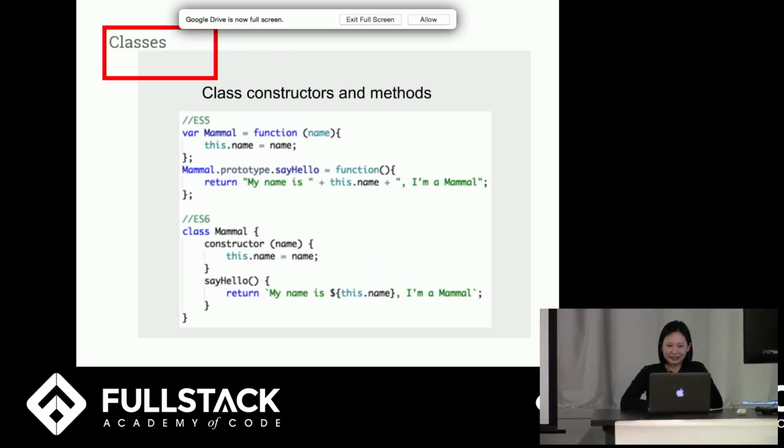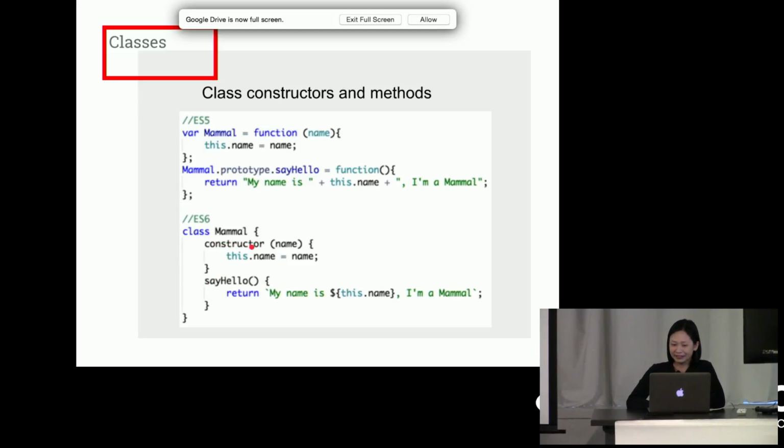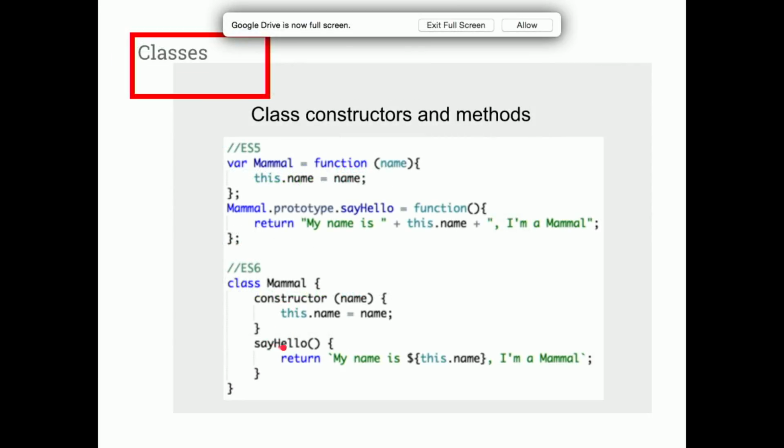And classes are now an actual thing in ES6. Before we had to use a constructor function, which you might remember from Foundations, the mammal and cat example. So now when you want to create a class, you just use the class keyword. Inside the declaration, there's a constructor method, and you just declare your functions right inside the class.